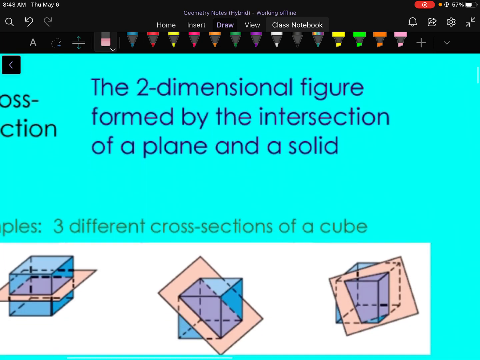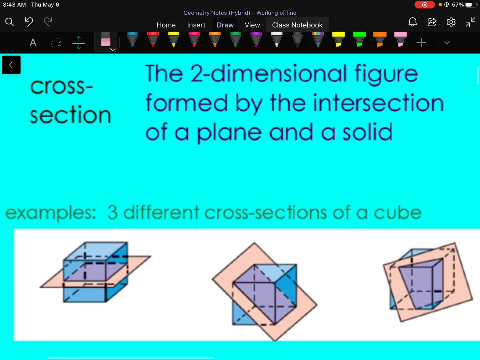All right, so now we're going to get into cross sections. What these are is if you were to take a three-dimensional shape and cut it in different directions, these are the two-dimensional shapes that you would see at the face if you were to cut it. The formal definition is the two-dimensional figure formed by the intersection of a plane and a solid.